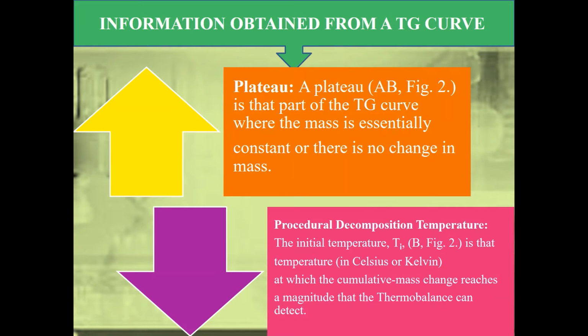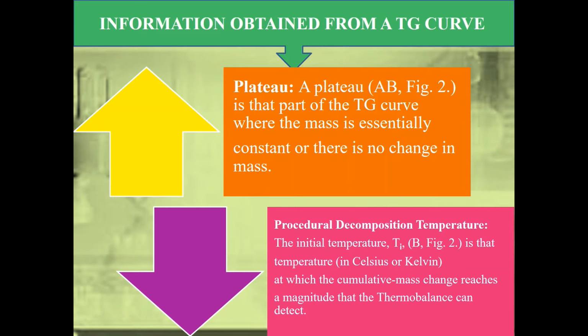Information obtained from TG curve: plateau. Now the figure which I will show you, AB, is that part of the TG curve where the mass is essentially constant or there is no change in the mass.